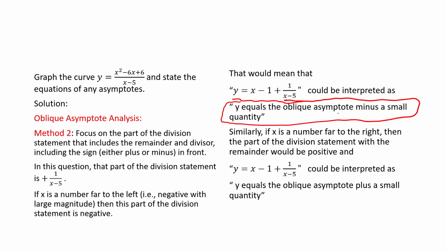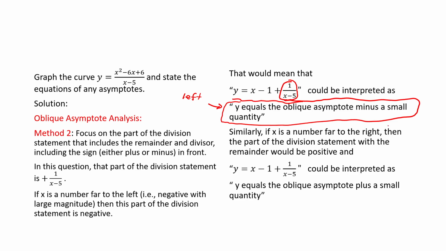Oh, sorry, this is to the far left. If we were to the far left, a number that's quite negative, 1 over x minus 5 would be quite negative. So, x minus 1 plus that quite negative number would be like saying y is equal to the oblique asymptote minus a small quantity. So, to the far left, our y value would be slightly below the oblique asymptote.